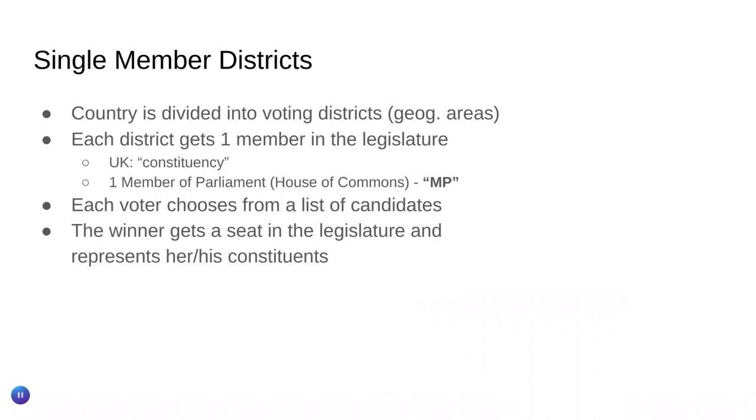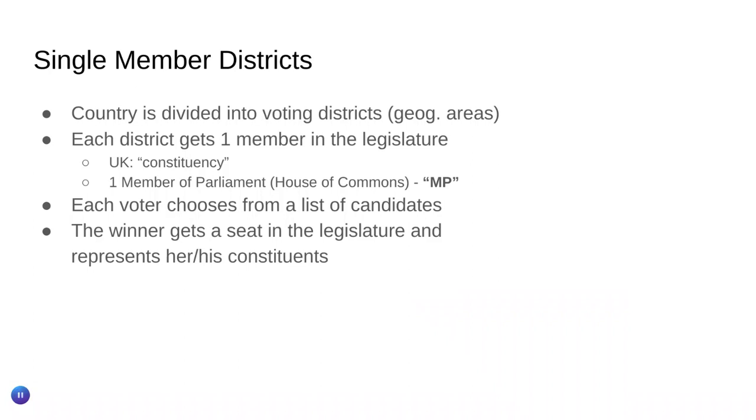Single-member districts, or SMDs. This is when a country is divided into voting districts that are distinct geographic areas in which roughly the same number of people get one representative in the legislature of their country. In the United Kingdom, these districts are called constituencies. In the United Kingdom, each constituency or district sends one member of parliament to the House of Commons.